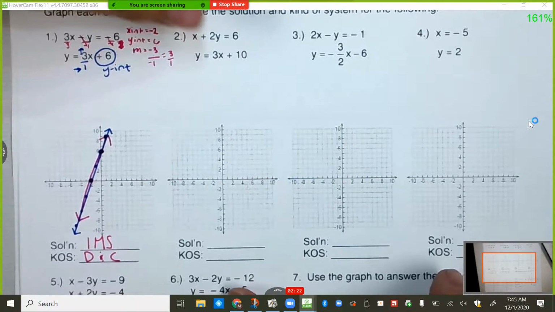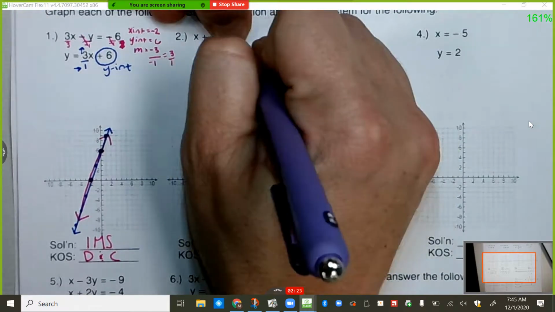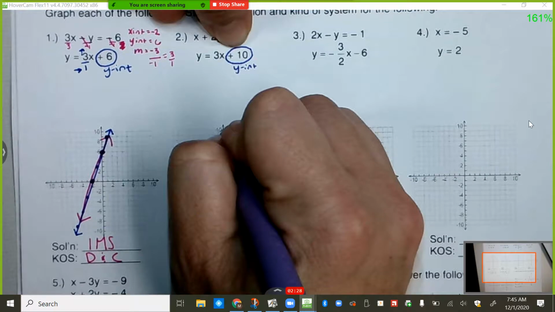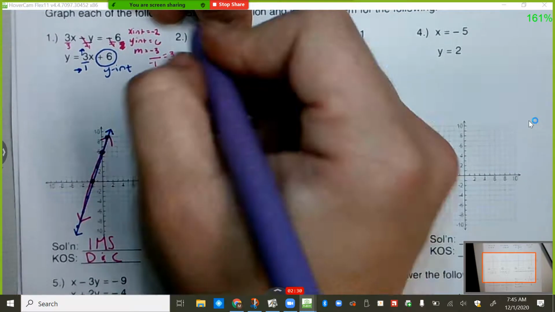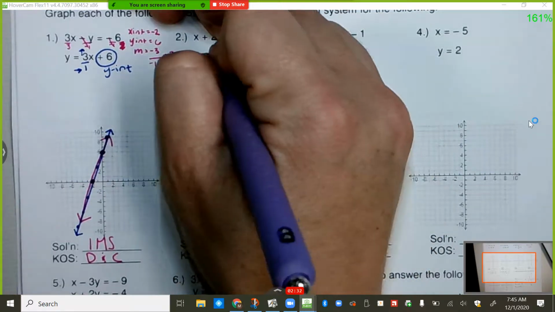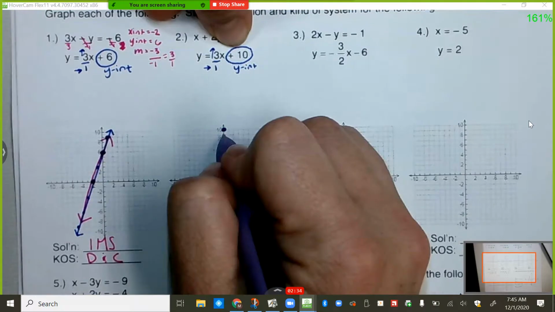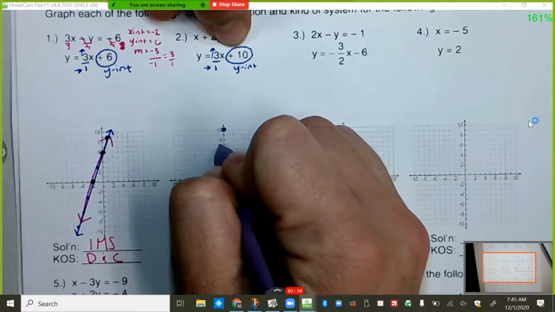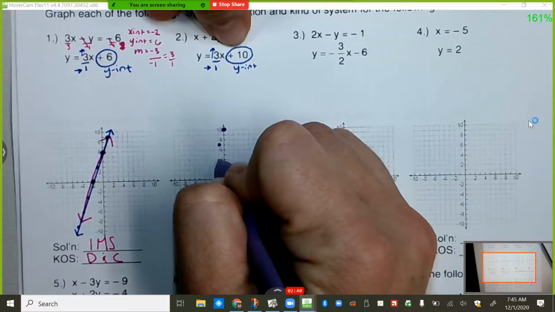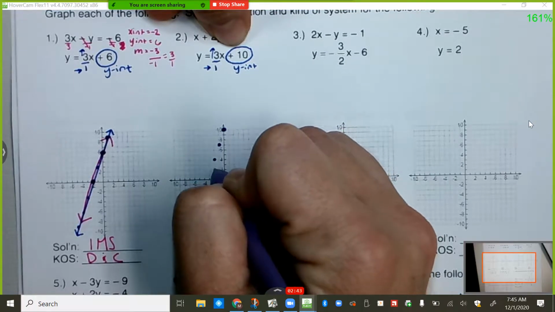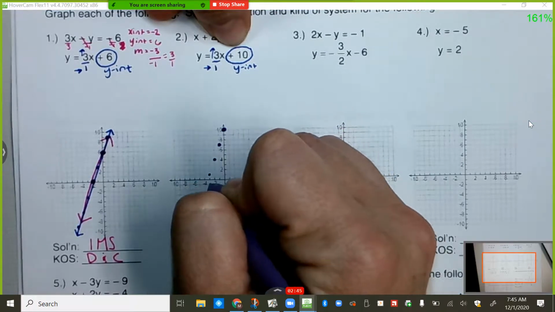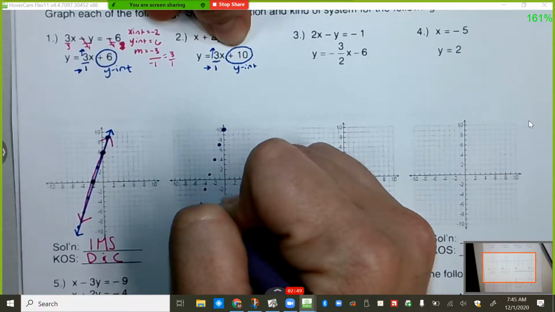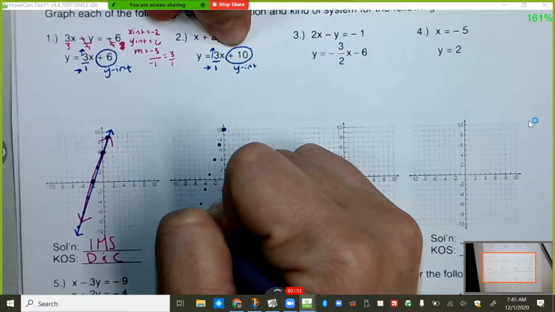Number 2, again, we're going to start with the equation that's already set up. So we have a y-intercept of +10, a slope of 3 again, but rise 3, run 1. Well, I can't go up 3, right 1, but I can go down 3, left 1. Okay.